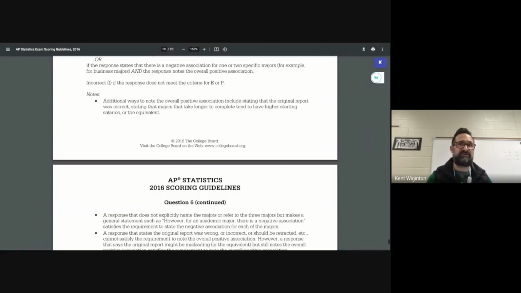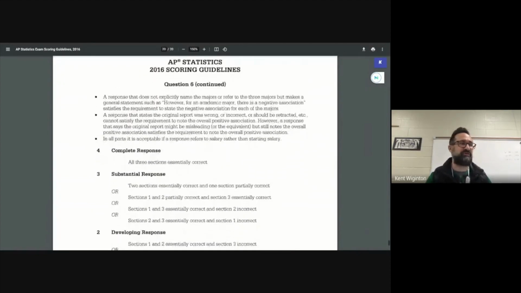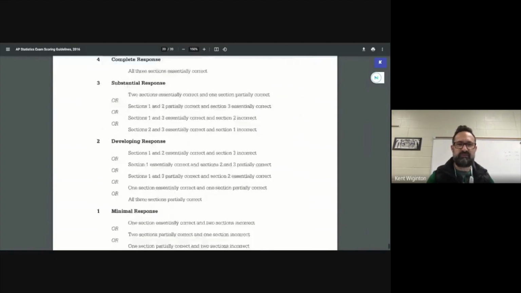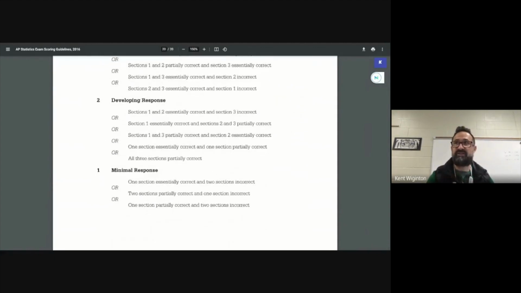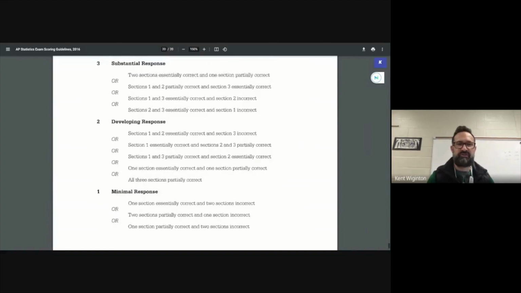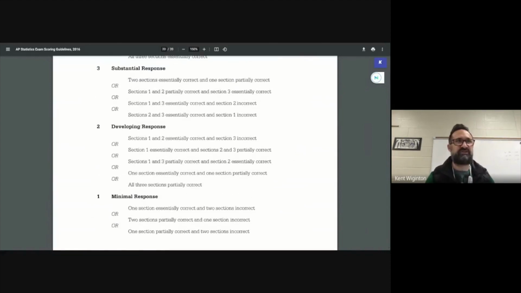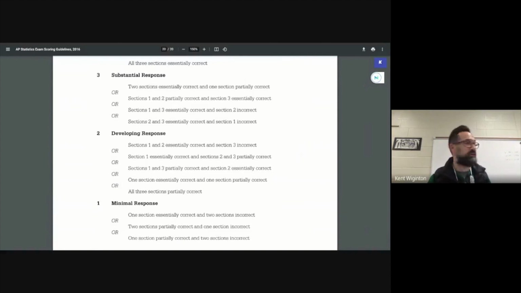So you got 3 sections. Parts A and B are one section. You should have given yourself an E, a P, or an I. And then you had the second section, which was parts C and D, and the third section was E. If you got all 3 sections essentially correct, that would be a 4. That would be 4 times 3.125, a pretty substantial amount of points. That's 12.5 points. Okay, 12.5. That's a third of the points you needed to get to a 3.